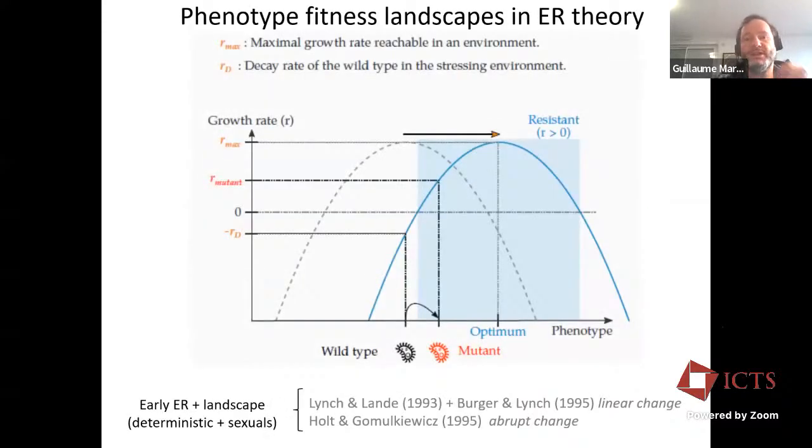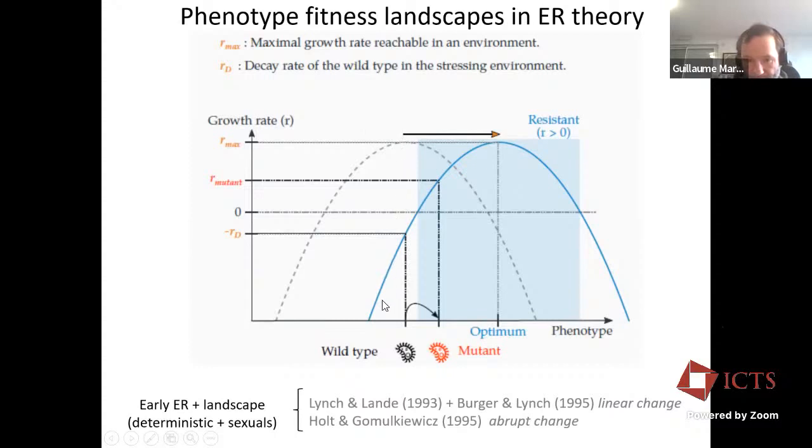So what is the principle of this landscape? Here I'm plotting some phenotype, which we don't need to detail, in fact. What is important about this phenotype is that it's under stabilizing selection, so there is an optimum for this phenotype. The first curve to see is the dashed curve. It shows the growth rate of the mutant versus the phenotype.